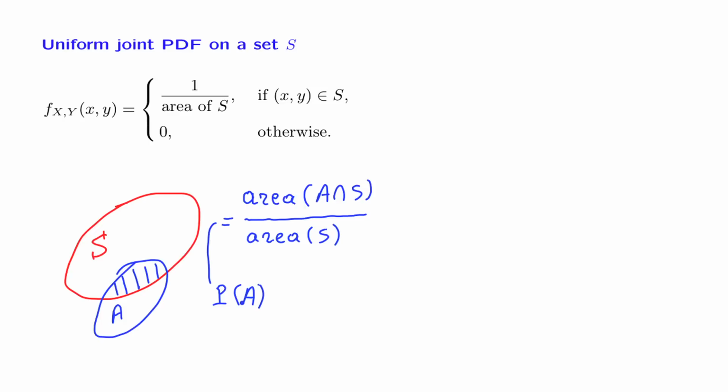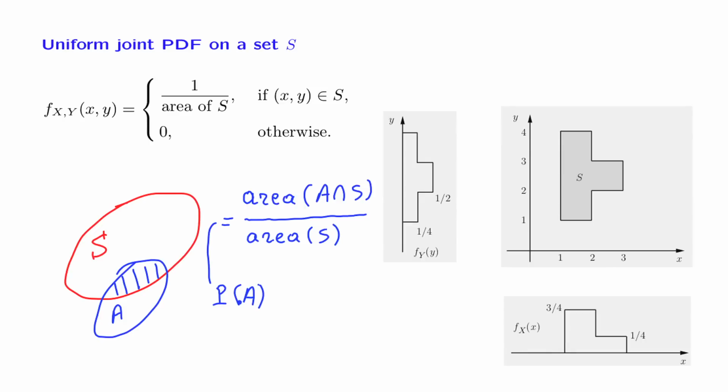Let us now look at a specific example. Suppose that we have a uniform PDF over this particular set S. This set has an area that is equal to 4. It consists of 4 unit rectangles arranged next to each other. So the height of the joint PDF in this example is going to be 1/4. It is 1/4 on that set, but of course it's going to be 0 outside that set.